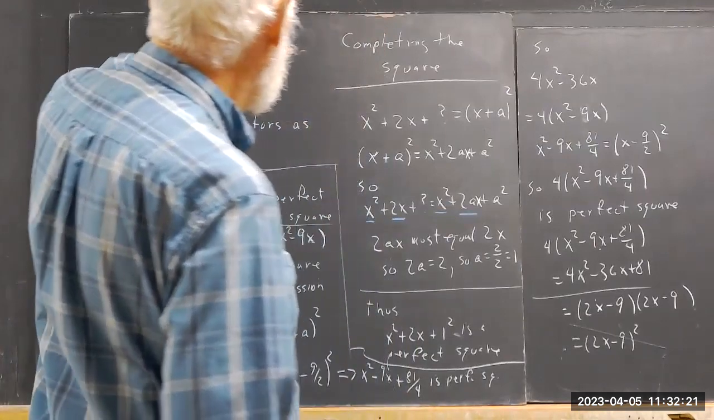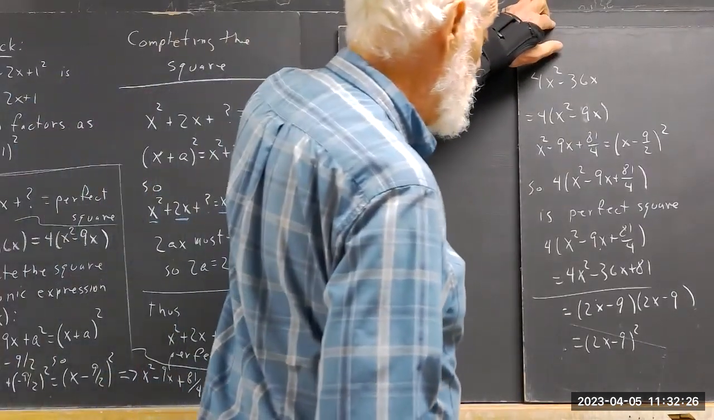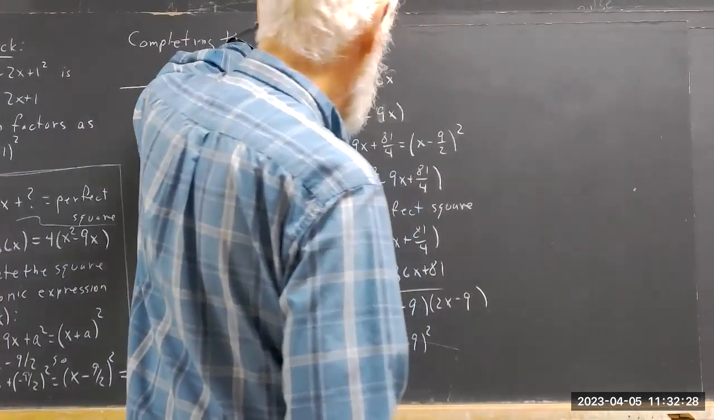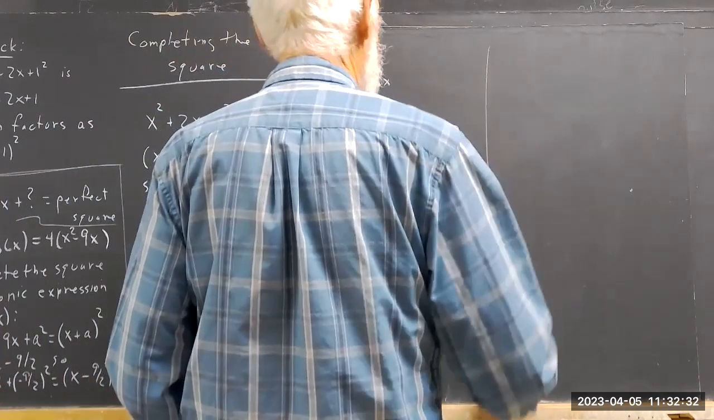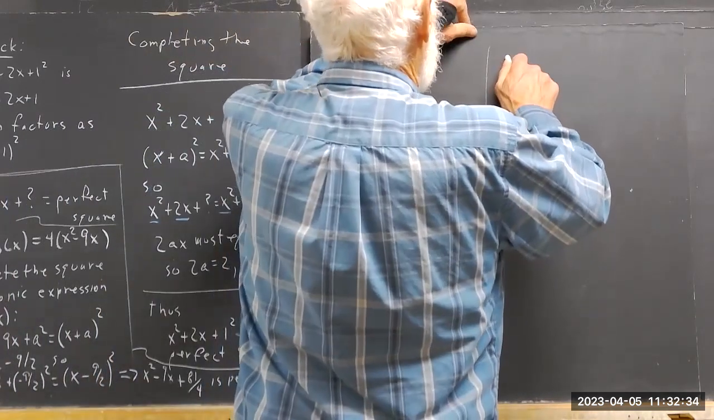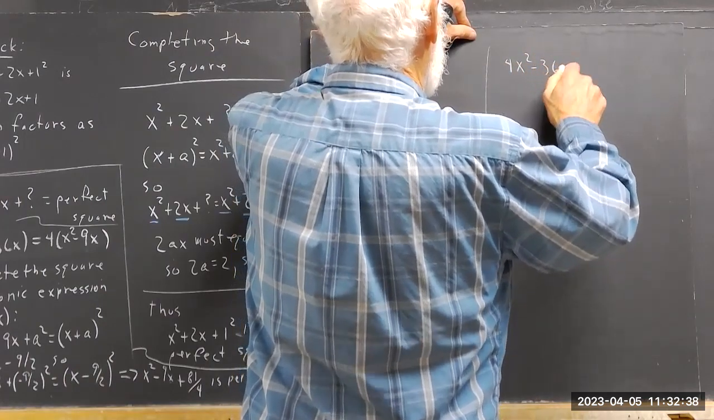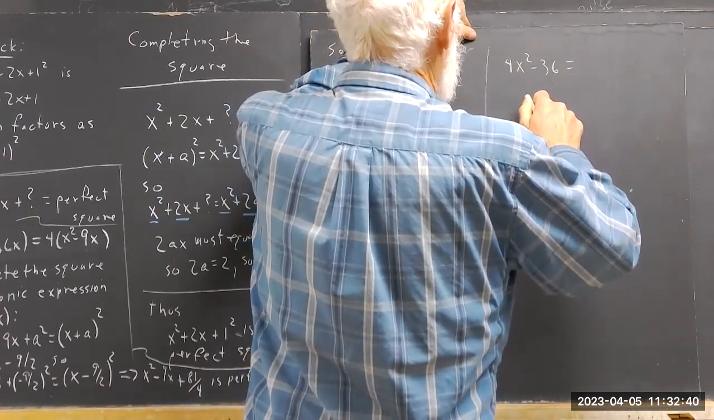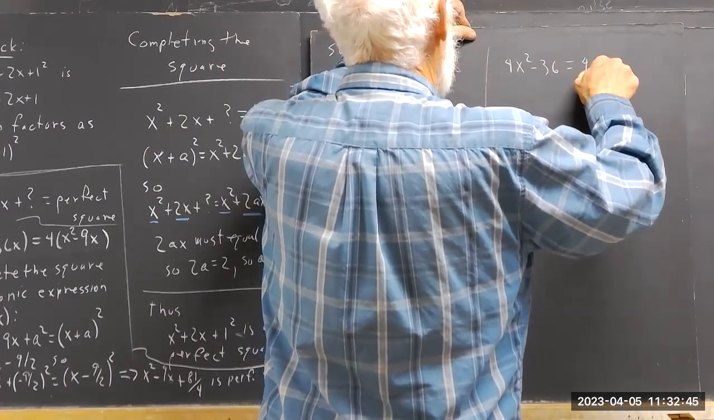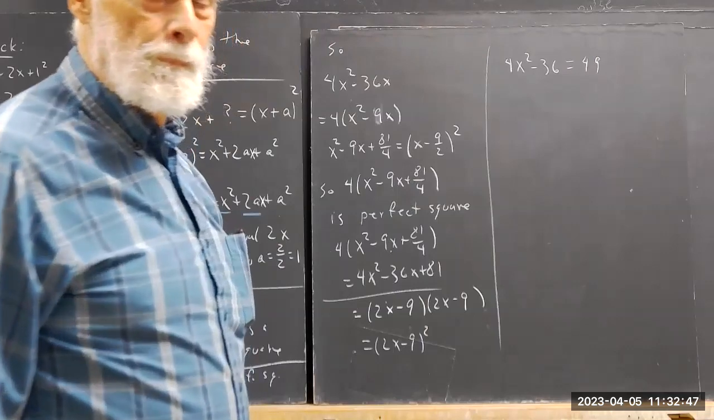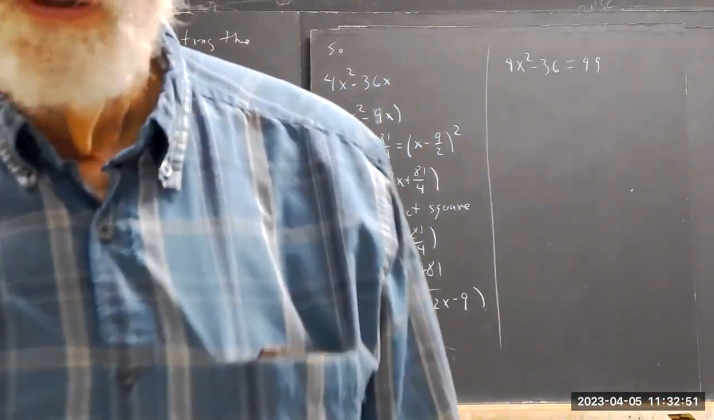Okay, that's probably more than you really want to think about. But again, if we think it through and understand the logic of all of it, it's worthwhile. But let's just go ahead now and solve an equation. So let's just say we've already got this one worked out. 4x squared minus 36x equals 49. How would we use completing the square to solve this equation?